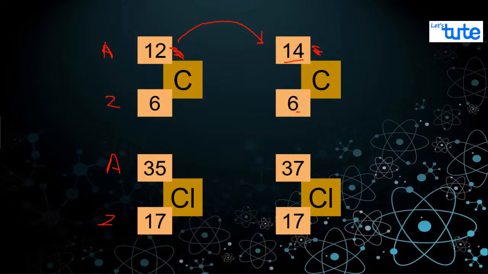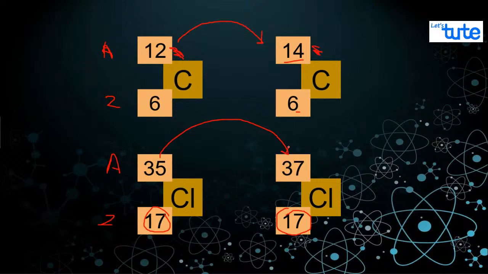Isotopes are nothing but same atomic number, different atomic mass number. So in this chlorine example, you can see they have the same atomic number, that is 17, but they have different atomic mass numbers. I hope you got to know what isotopes are. Okay, I hope your doubt is cleared.